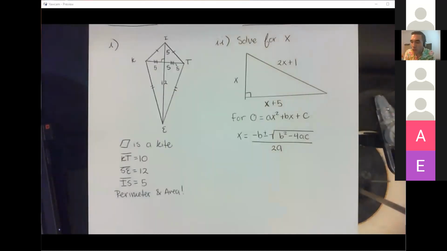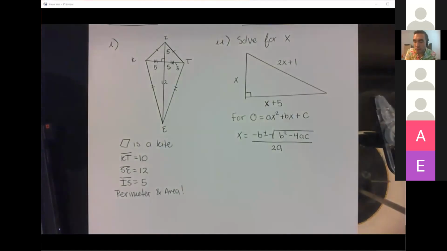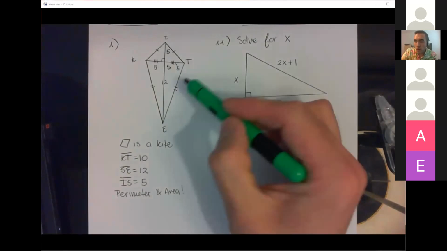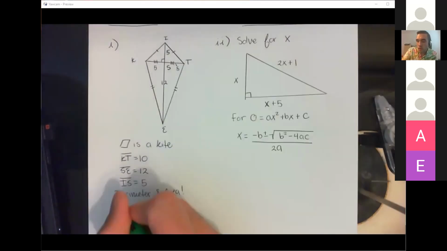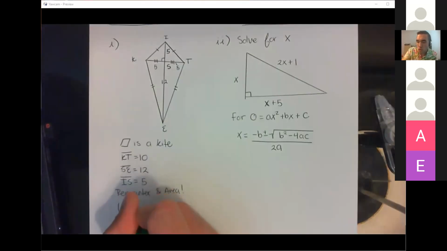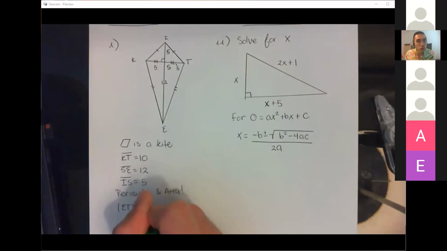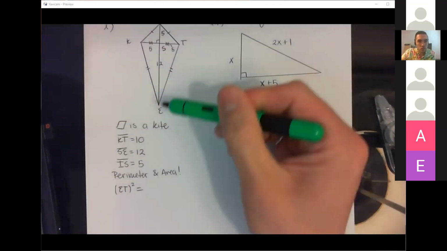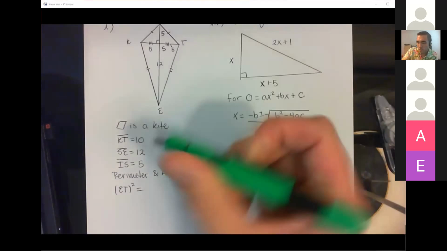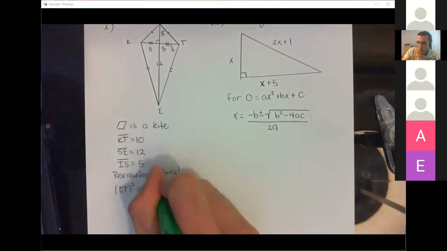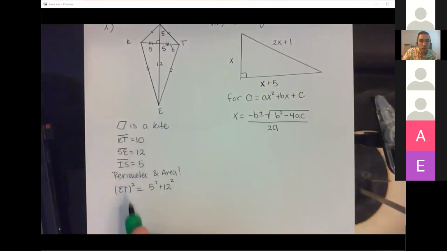And now we can go ahead and do the Pythagorean theorem 2 times in order to get the components that we need to answer this question. So for this first part, we need ET. And so ET squared is going to be equal to what? What should I write? ET is 5 squared plus 12 squared equals C squared. Yep, the thing that we're solving for is going to be equal to 5 squared plus 12 squared.